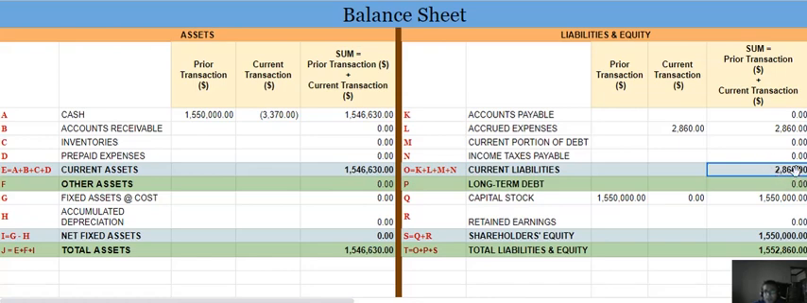This is the current liability. This is a liability to the company because the company needs to pay this amount to the government, insurance company, and other agencies.